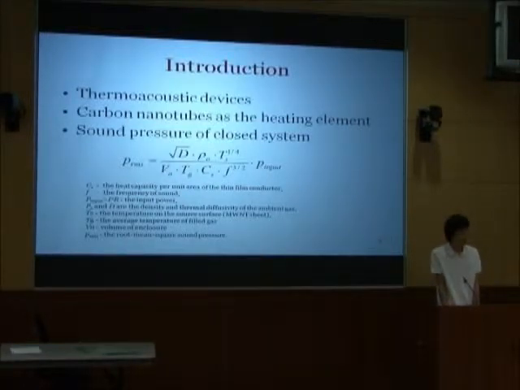In this equation for sound pressure in a closed system, you can see the main factors are the thermal diffusivity of the surrounding gas, temperature, pressure, volume of the container, and also the frequency of the applied signal. And you can note that this equation predicts increasing frequency leads to decreased sound pressure.